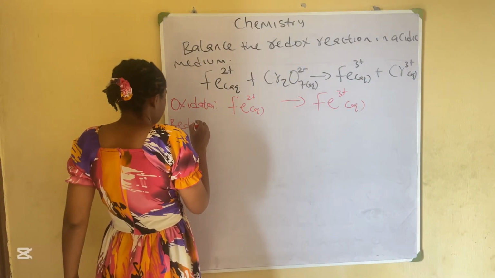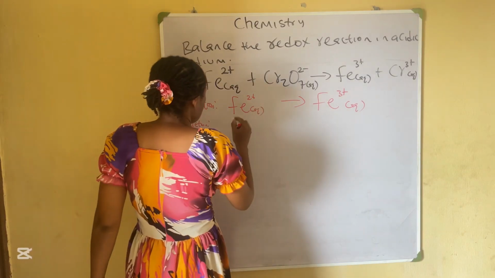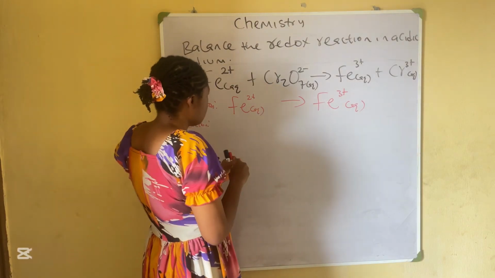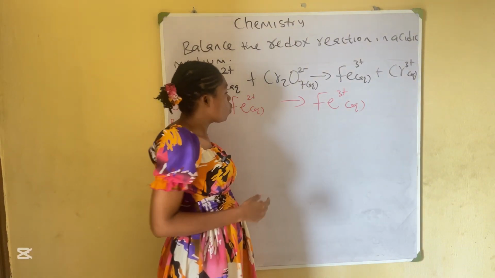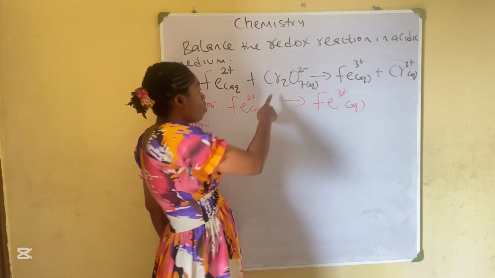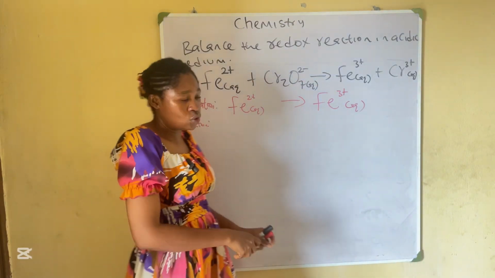So reduction. This one is reduced. You can see this one is Cr2O7 2-. The oxidation number of chromium here is plus 6, and here is plus 3. That's reduction.